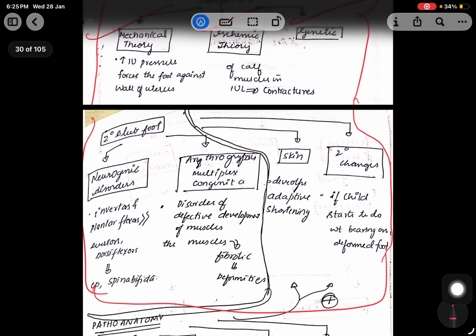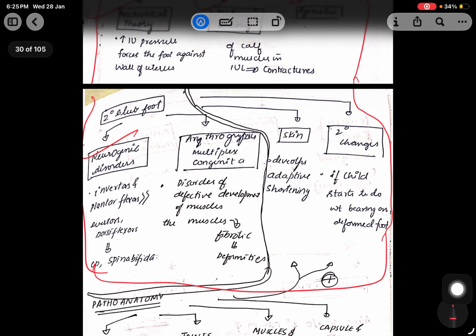Then secondary is something where, whenever a child is born, you always assume it can be due to secondary causes unless proven otherwise. So I have to look for any neurogenic disorders, then any multiple congenital syndromes. Then you have to look for any secondary changes, for example, we look for spina bifida or cerebral palsy.